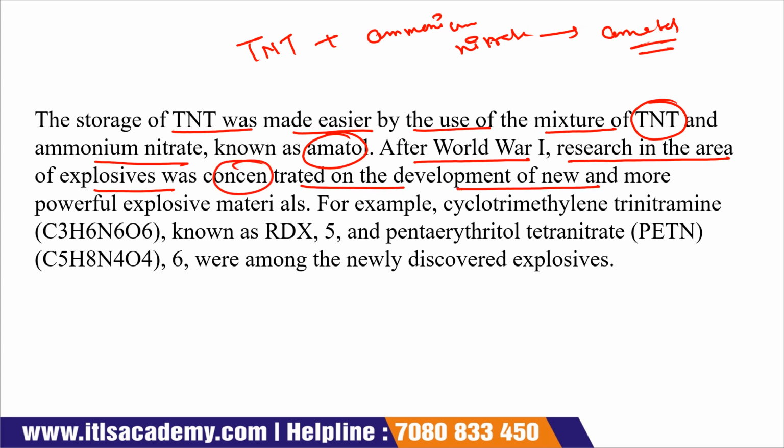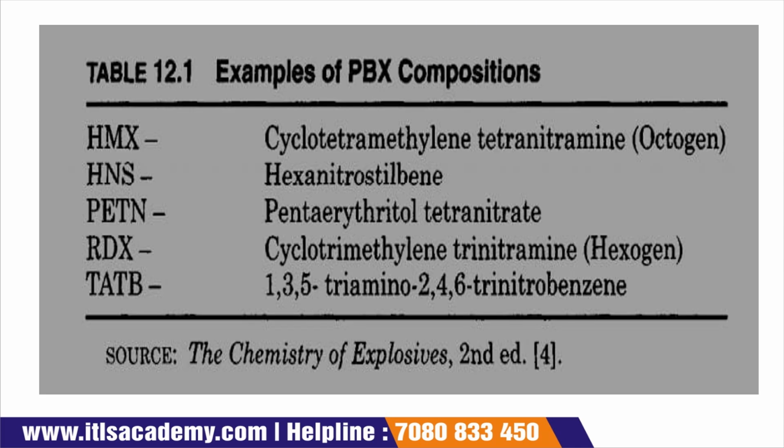After World War I, research in the area of explosives was concerned with the development of new and more powerful explosive materials. For example, cyclotrimethylene trinitramine, which is known as RDX 5, and pentaerythritol tetranitrate, which is known as PETN 6, were among the newly discovered explosives.